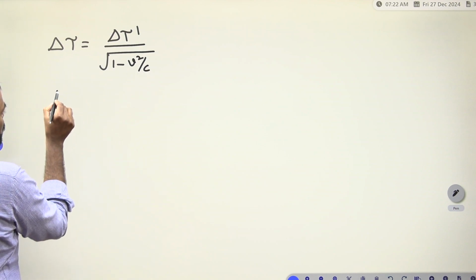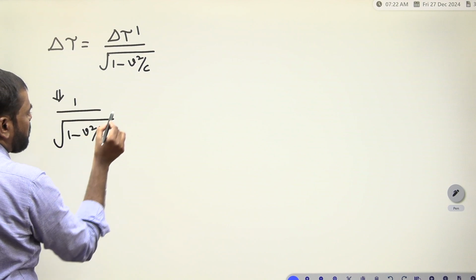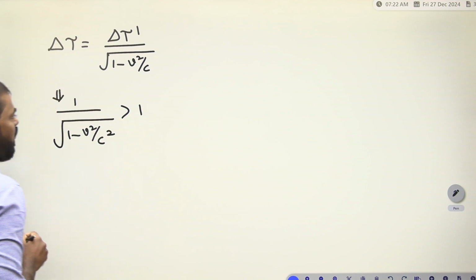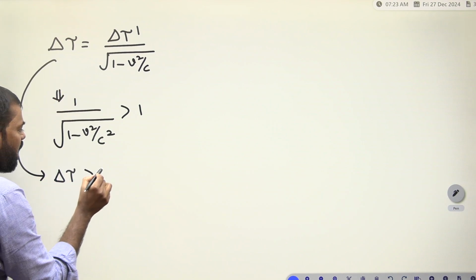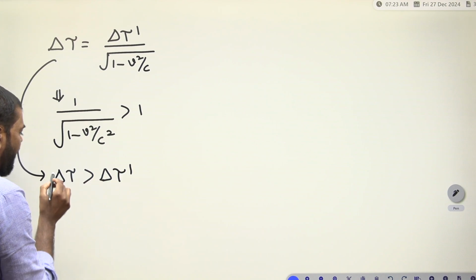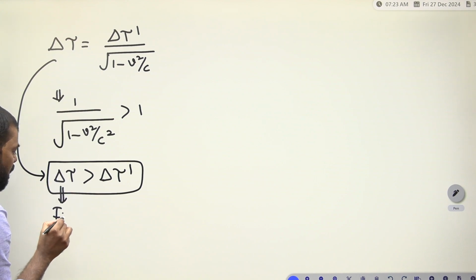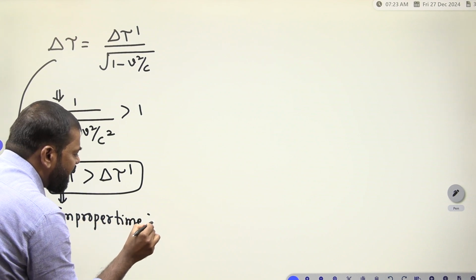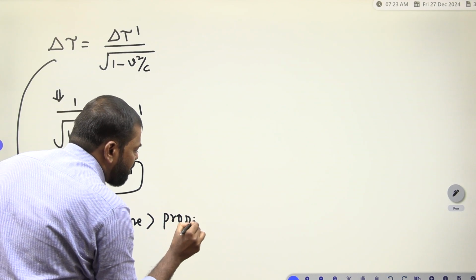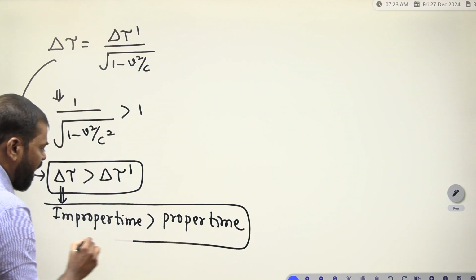Since 1 by square root of 1 minus v square by c square is greater than 1, delta tau is greater than delta tau dash. That means improper time is greater than proper time. This is very, very important.